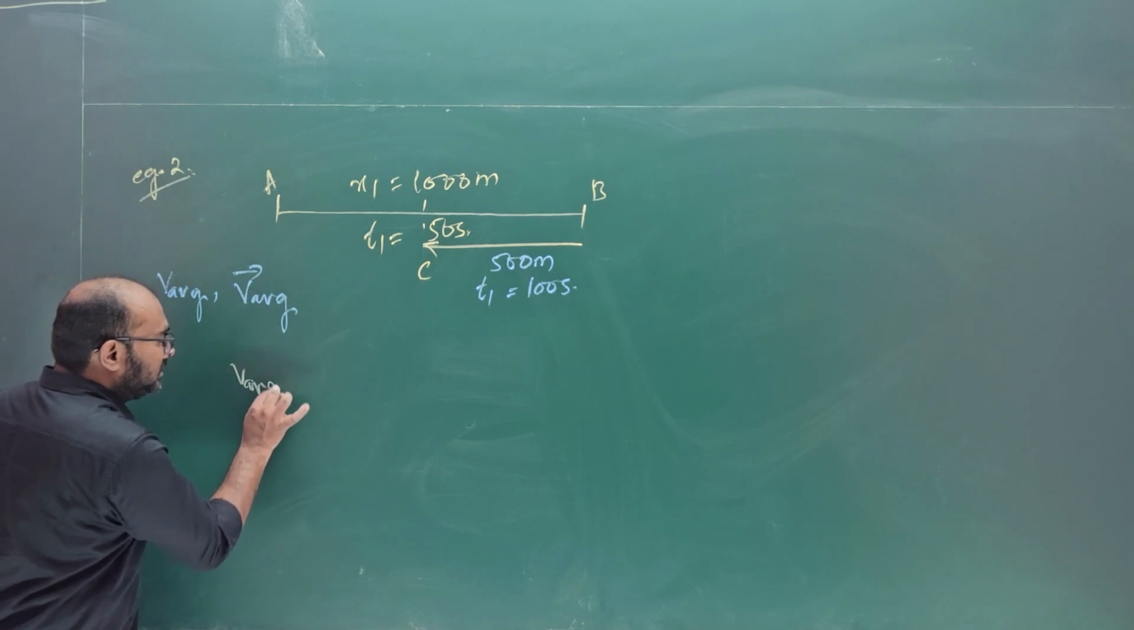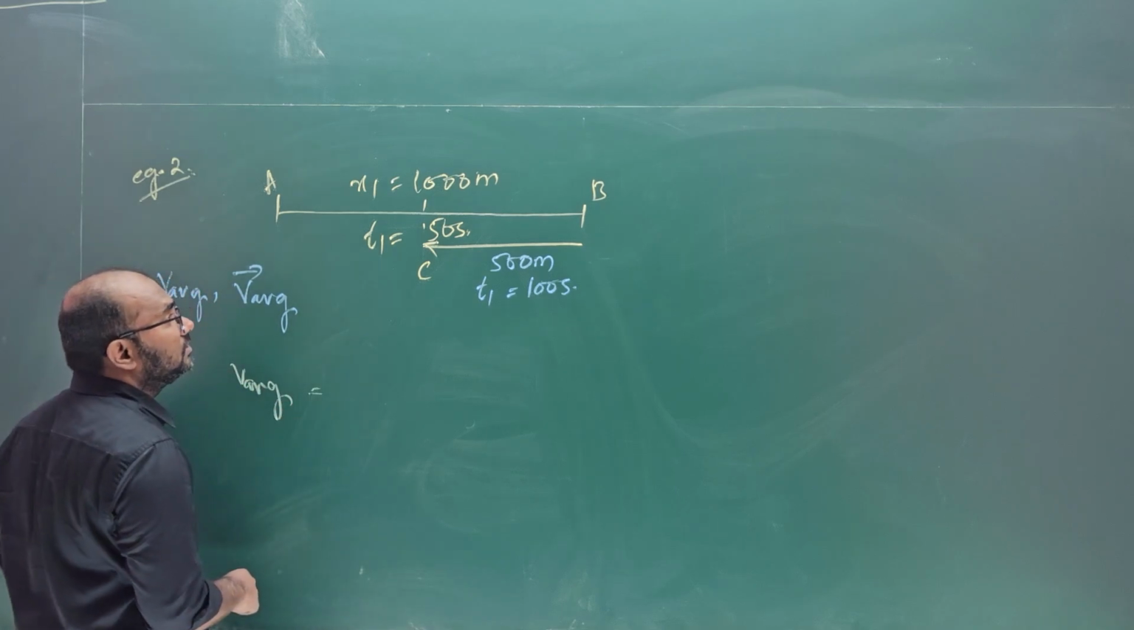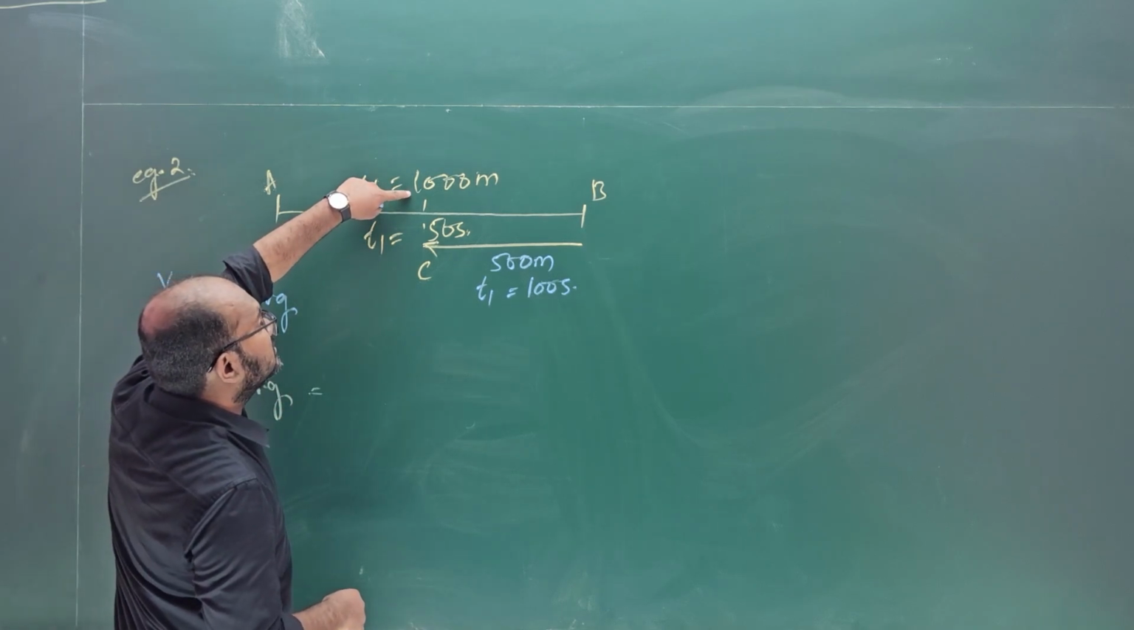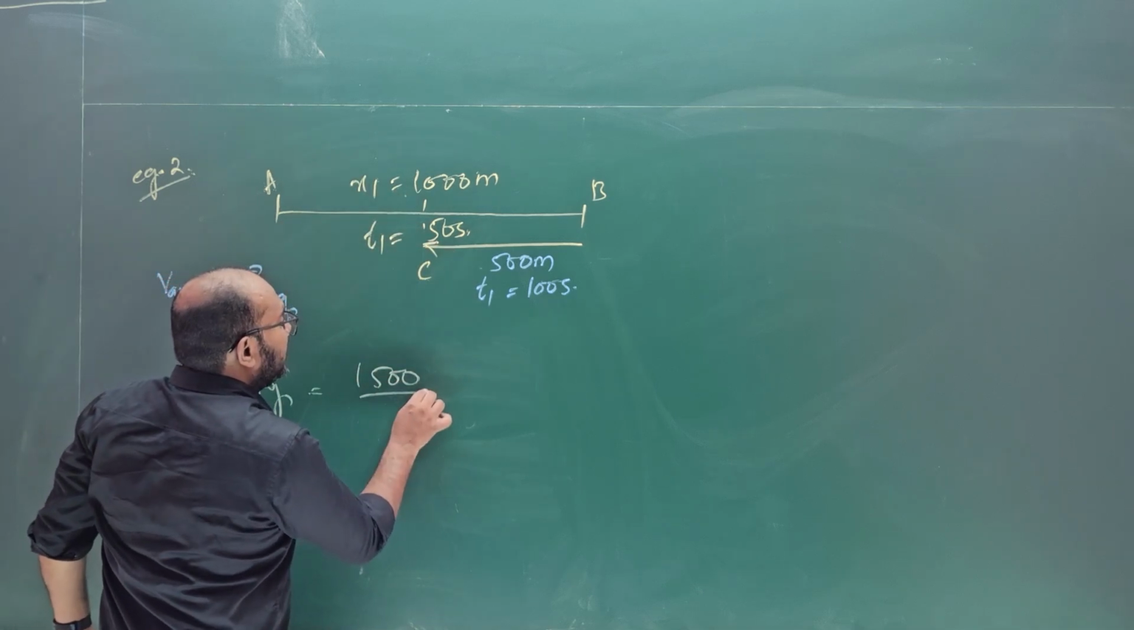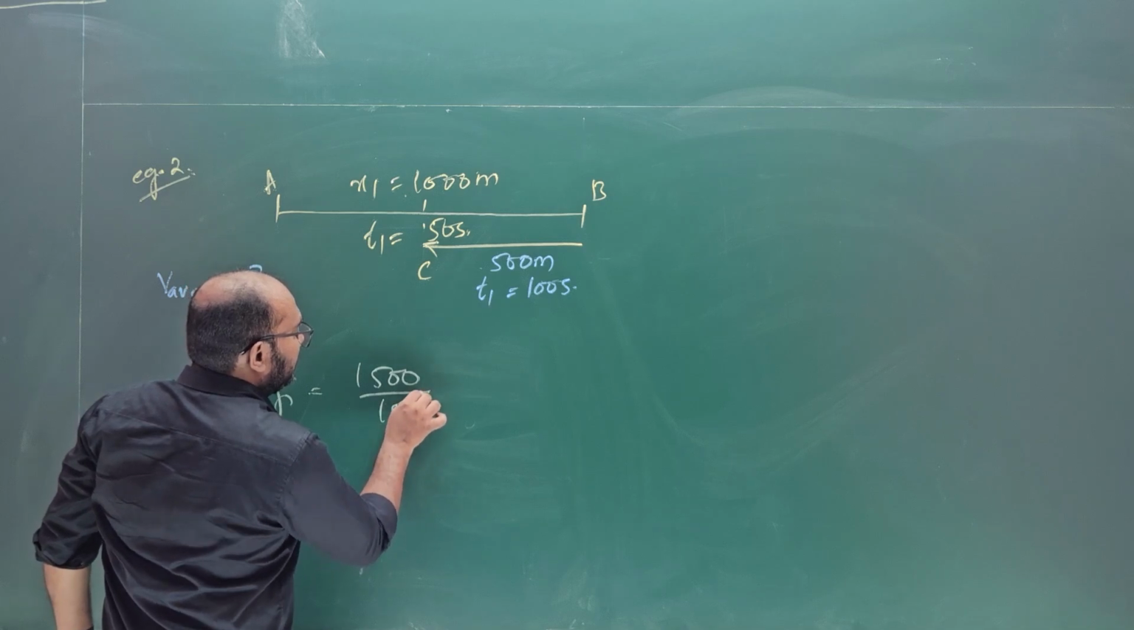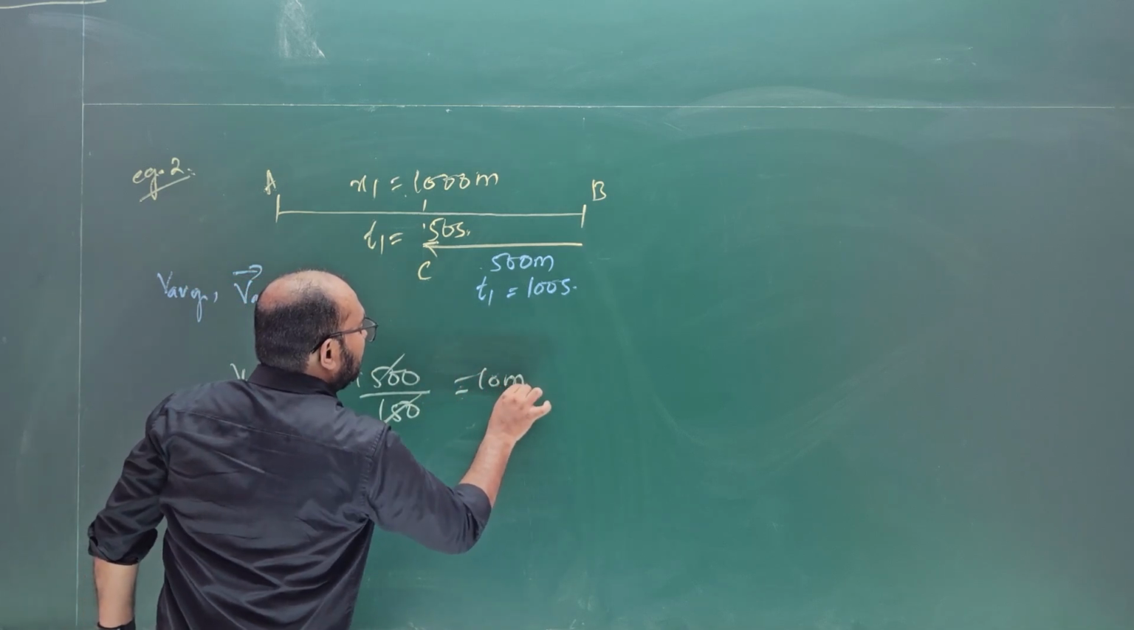So V average, that is average speed, is nothing but total distance upon total time. Total distance is 1000 and this 500, that means can I write 1500 upon total time 150 seconds? This is 10 meter per second.